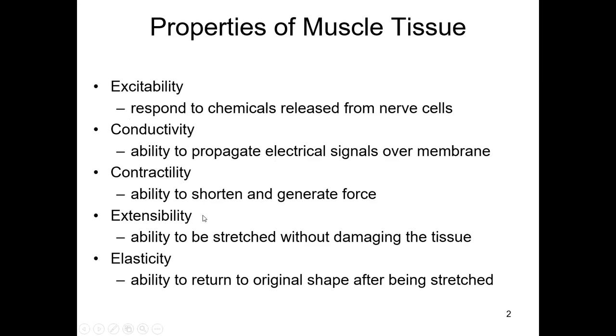And other expectations are extensibility. Our muscles should withstand at least some degree of stretching, and elasticity, the ability to return to original shape after being stretched. We're going to look at structures inside a muscle cell that allow these two properties to happen.